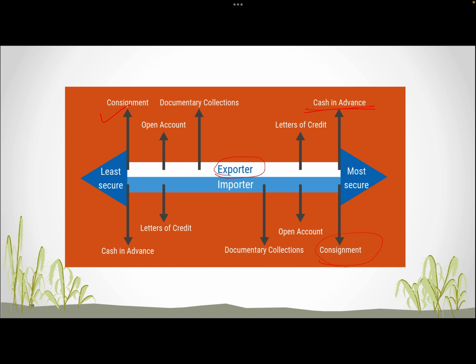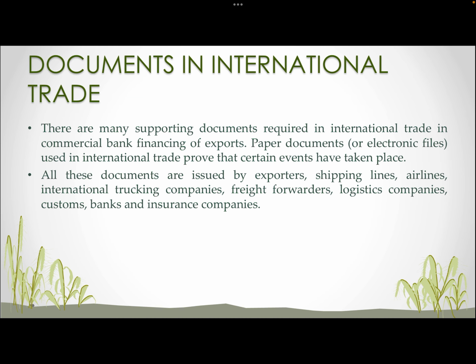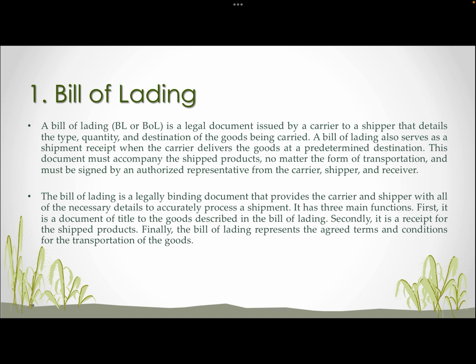Okay, next we go to documents in international trade. There are many supporting documents required in international trade in commercial bank. All these documents are issued by exporter or shipping line, airlines, international trucking companies, freight forwarders, logistic companies, customs, bank, and insurance companies. Okay, let's look at the first one, bill of lading.